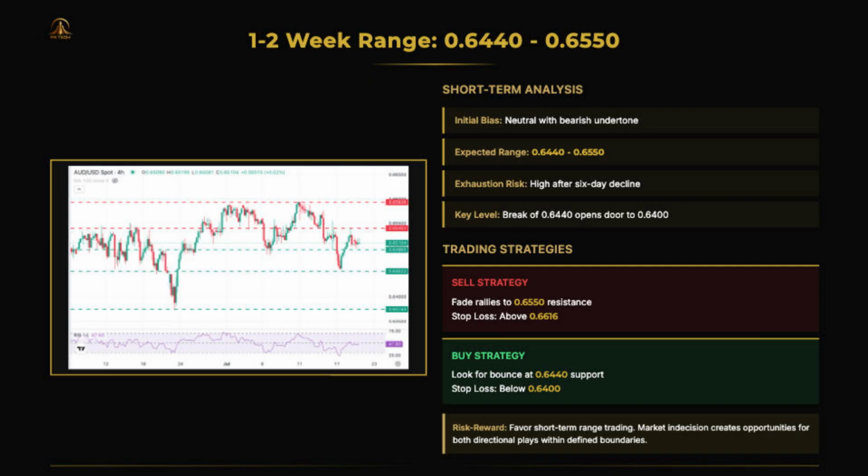The risk-reward profile favors short-term range trading, as market indecision creates opportunities for both directional plays within these defined boundaries. Stay disciplined, use proper position sizing, and don't chase moves outside the range without confirmation. This is a trader's market where patience and precision will be rewarded.